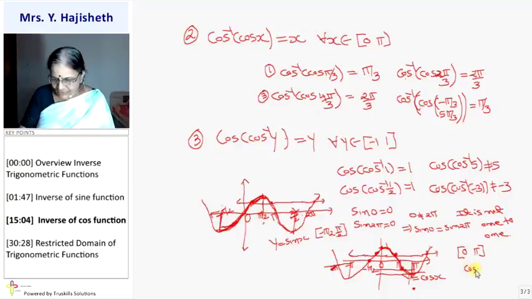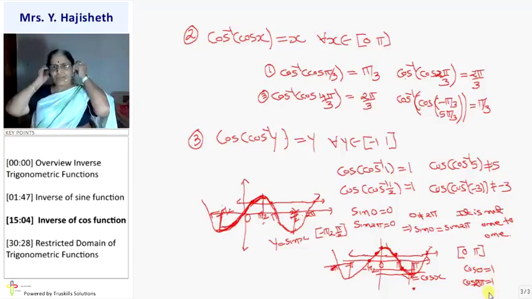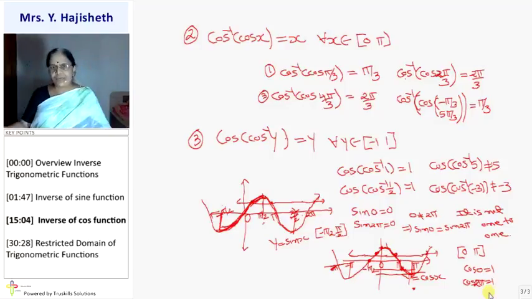See, cos 0 is 1. Cos 2 pi is also 1. So here also 0 and 2 pi are not equal, but their cos values are equal. So algebraically also, by taking this example, you can see sine and cosine are many to one. And geometrically also you can see from the graph that the behavior of sine and cosine is many to one. So their inverse does not exist. In order to define the inverse, we have to restrict the domain. And when we take the restricted domain, then sine inverse and cos inverse exist in that restricted domain.